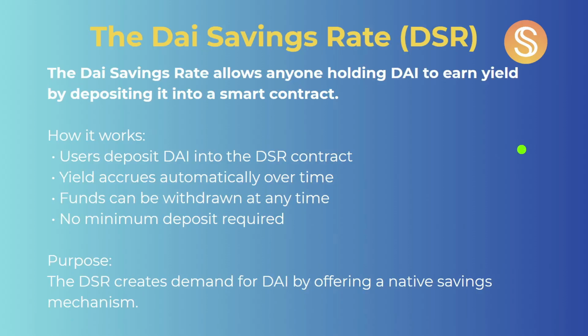Let's now also talk about the DAI savings rate. This is a really important topic. The DAI savings rate allows anyone holding DAI or USDS, as we will see, to earn yield by depositing it into a smart contract. How does it work? Users deposit DAI into the DSR contract, yield accrues automatically over time, and funds can be withdrawn at any time, with no minimum deposit required.